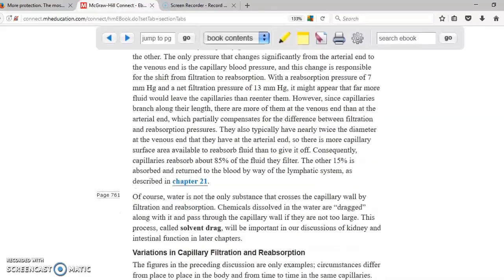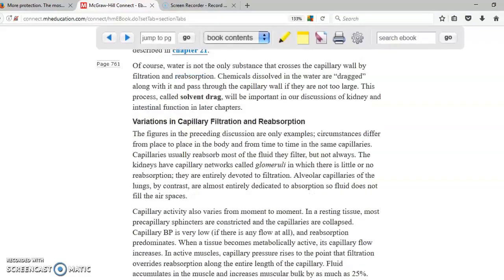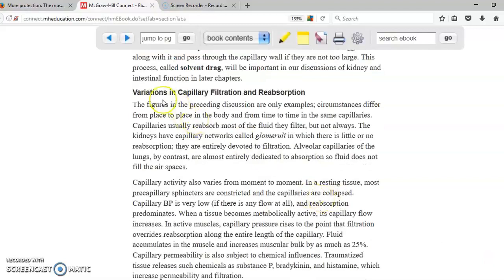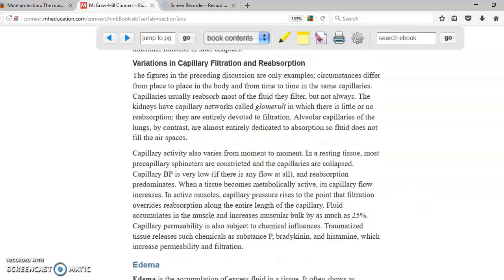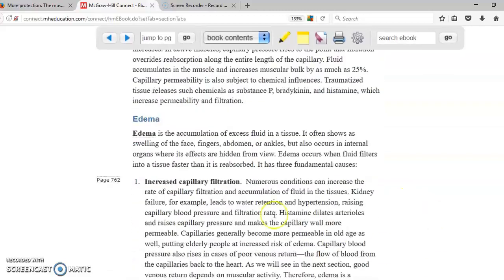So if we keep scrolling down, we said variations in capillary filtration and reabsorption. Obviously, there's always going to be variations because we are always having different physical activities and different metabolic needs, and because of that, the filtration and reabsorption at the level of the capillaries must be adjusted. So if we keep scrolling down, edema is not something normal. That's the accumulation of excess fluid in a tissue.